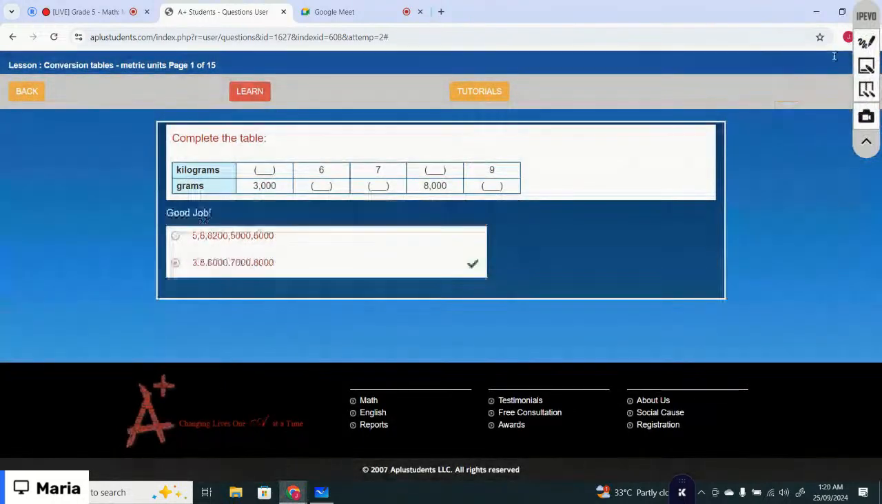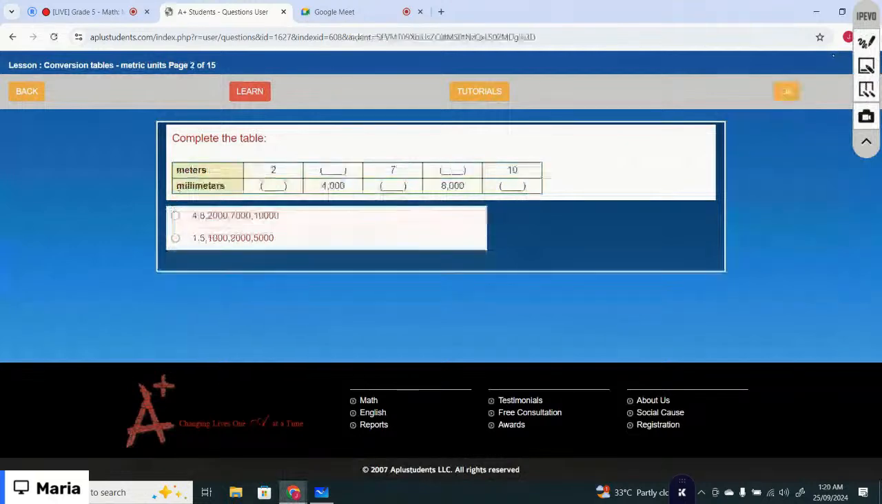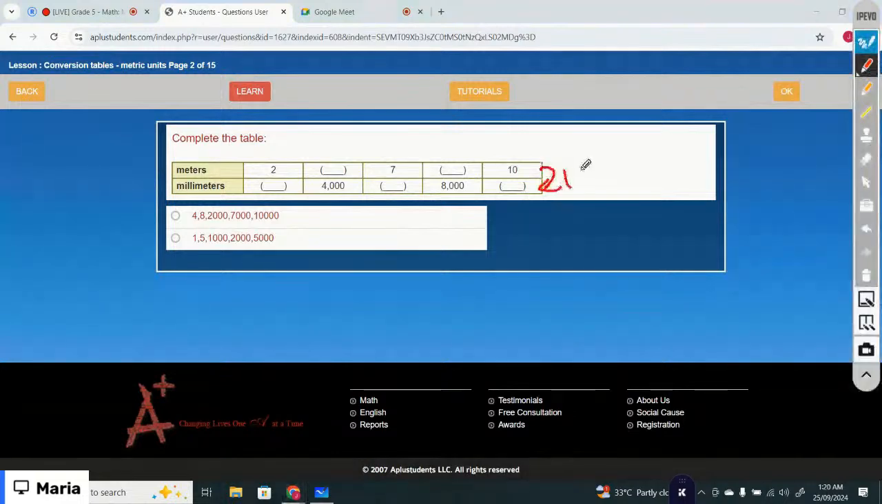Okay, the next one is complete the table. You have to convert from meters to millimeters, right? So which is the correct option? From meters to millimeters, you need to multiply by 1000, and from millimeters to meters, you need to divide by 1000, right? So that is 2000 millimeters, that is 7000 millimeters, that is 10,000 millimeters, and these are 4 and 8.